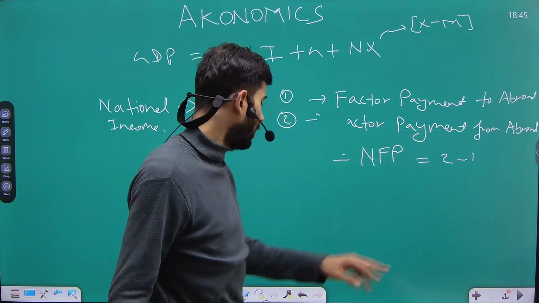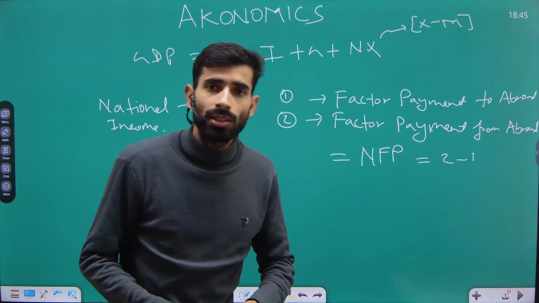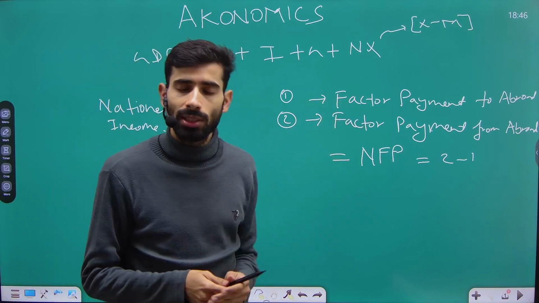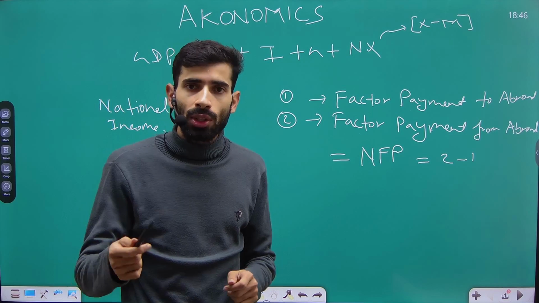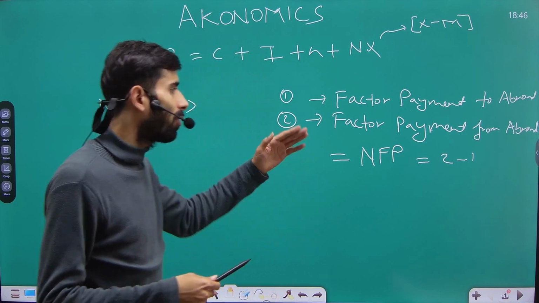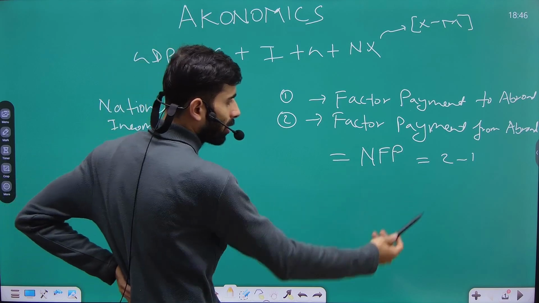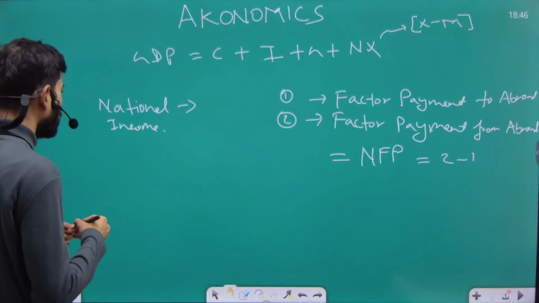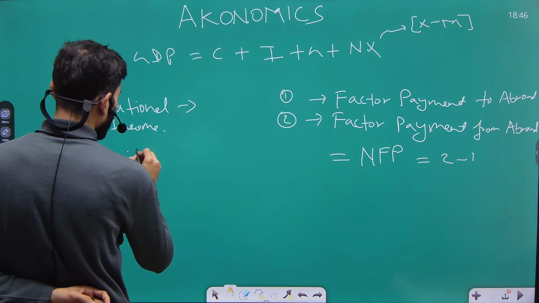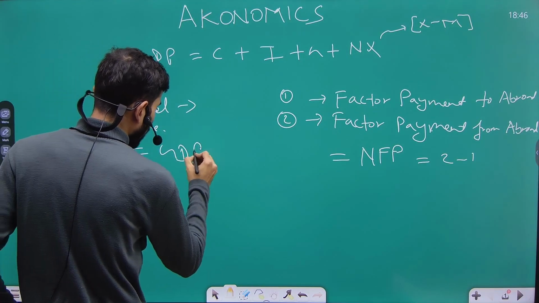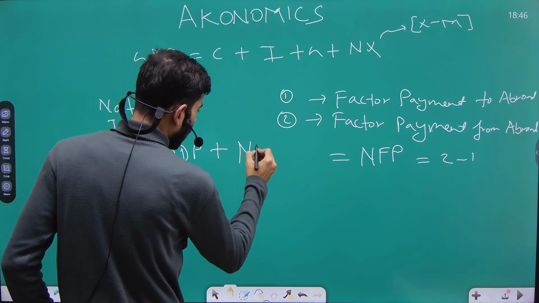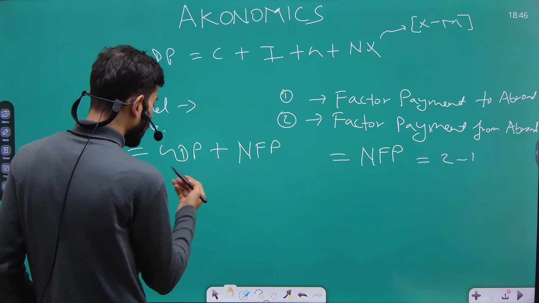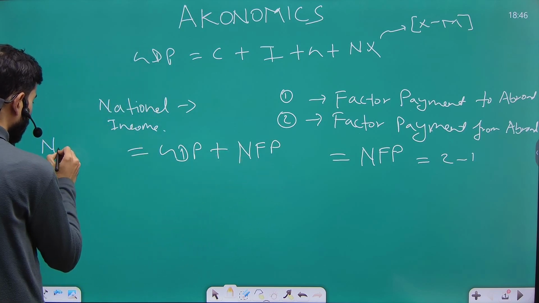Factor payment from abroad basically means our domestic residents are earning or producing some goods in a foreign country. And factor payment to abroad basically means foreign residents are producing or earning some money in our country. So we have to calculate the net factor payment for the calculation of national income. National income is equal to GDP plus net factor payment. If we add the net factor payment to GDP, it turns out to be national income.